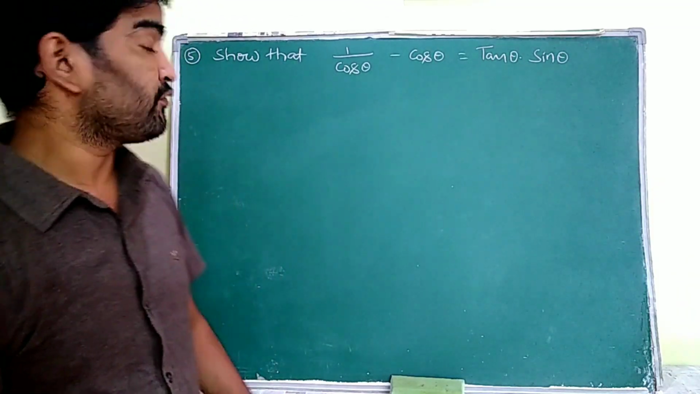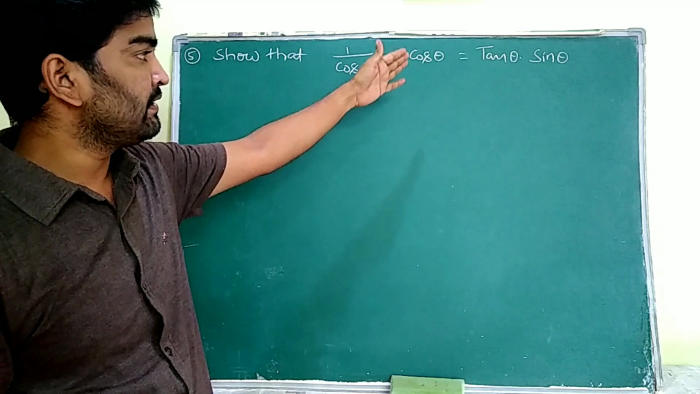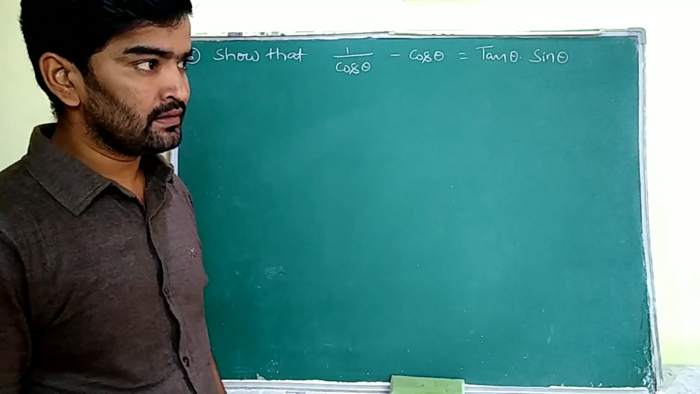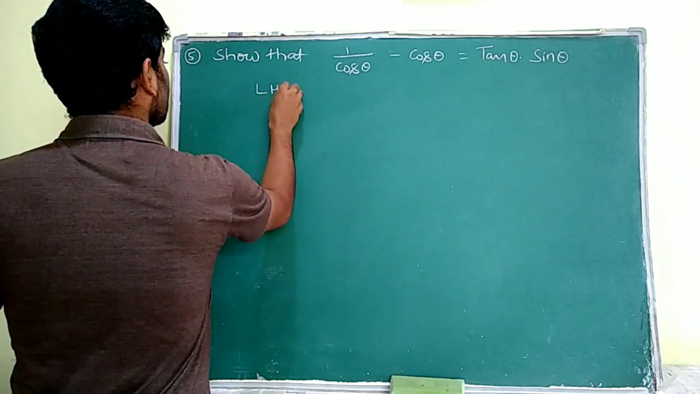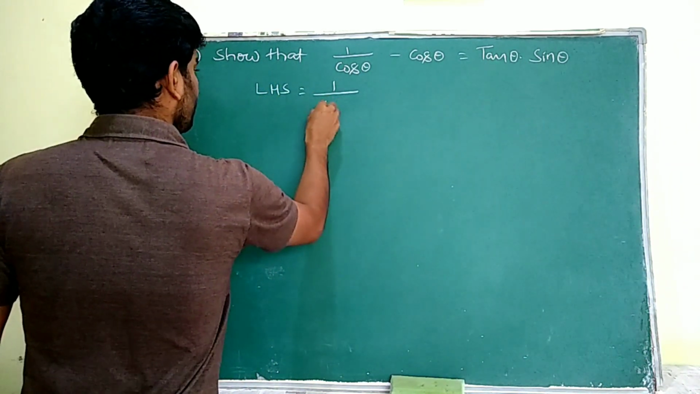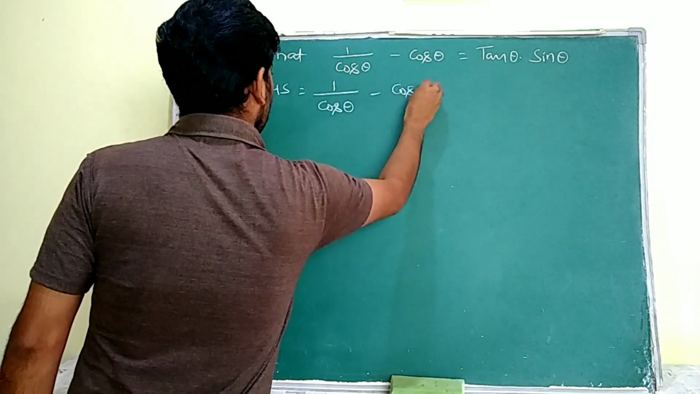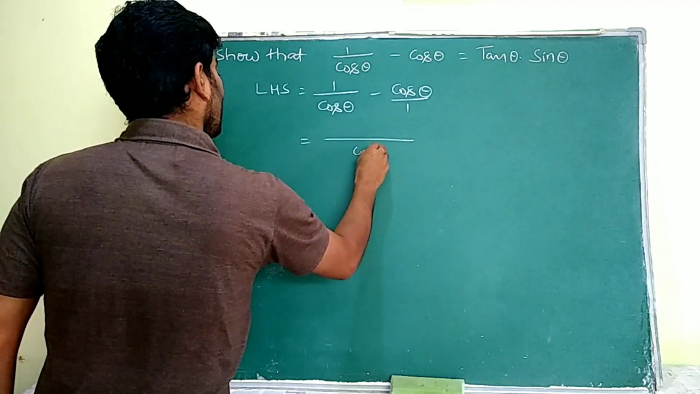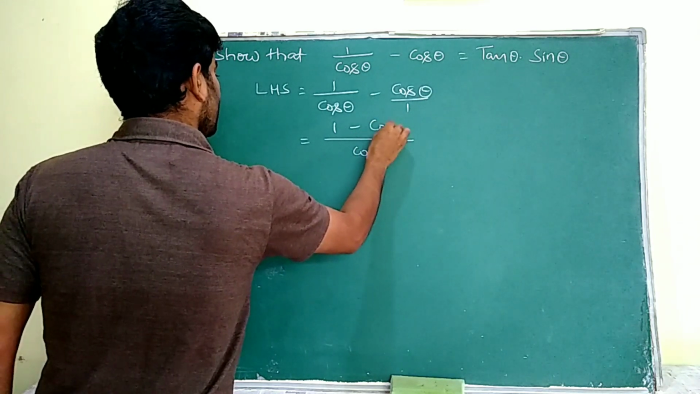See ma, fifth one. Show that 1 by cos theta minus cos theta is equal to tan theta into sin theta. For that, firstly consider the LHS one. LHS is equal to 1 by cos theta minus cos theta. Okay, take the LCM here. It is cos theta, and 1 minus cos square theta.